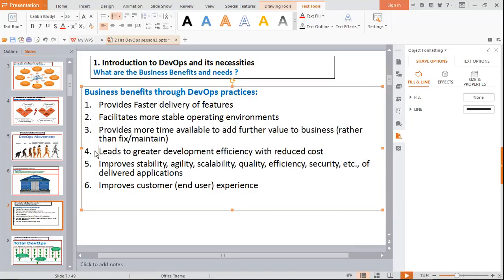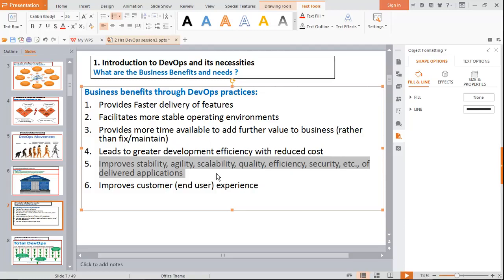And the fourth one is leads to greater development efficiency with reduced cost. Obviously when you have collaborated teams, technical knowledge is going to be increased through agile methods like daily scrum meetings and daily stand-up meetings. Through that, what I am doing, what you are doing, what others are doing, every team member's activities and tasks are going to be understood by everybody. So with that knowledge, efficiency is going to be increased, and ultimately the project cost is going to reduce. When the project cost is reduced, your IT budget can be reduced also.